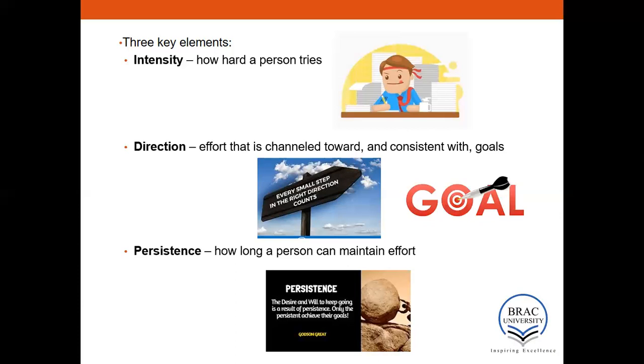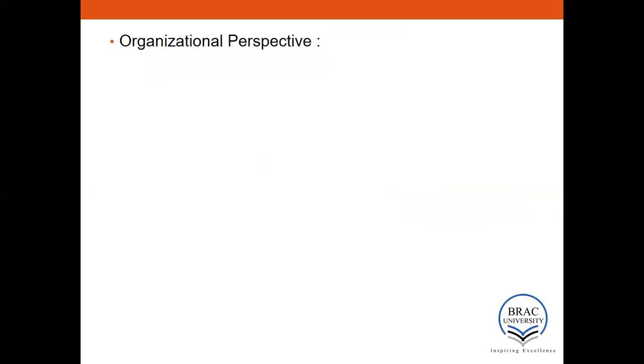Now, do you get the definition? Motivation is the process that actually helps an individual to attain a goal with the help of three elements, and those three elements are intensity, direction, and persistence. So, clear regarding the definition? Okay. I don't know why I'm saying okay, maybe it's a habit of mine that I used to say this a lot in my physical classes.